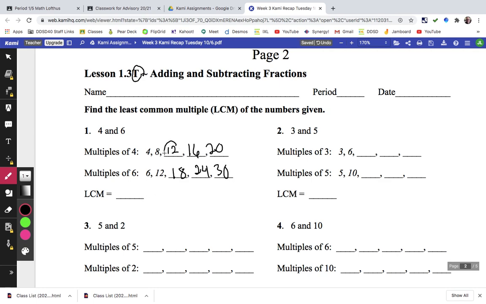The first one that came up in both of the lists is 12. So the least common multiple is 12.